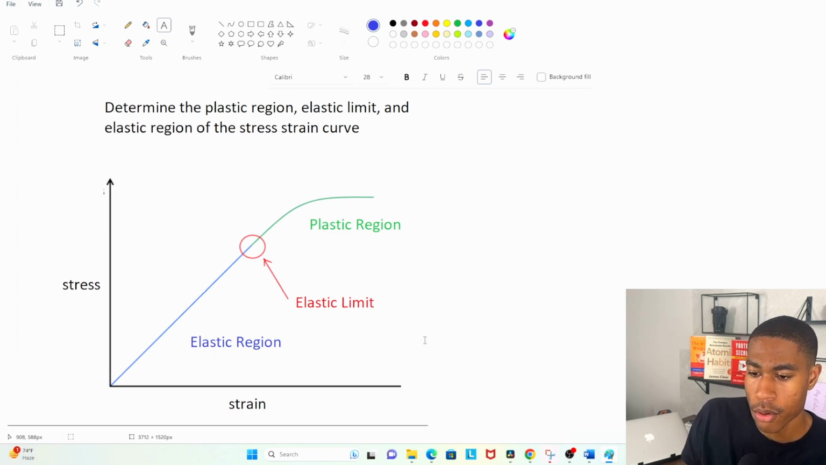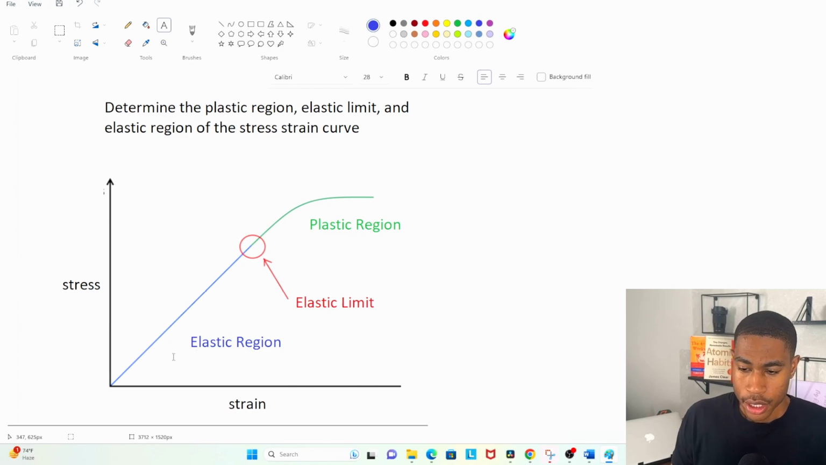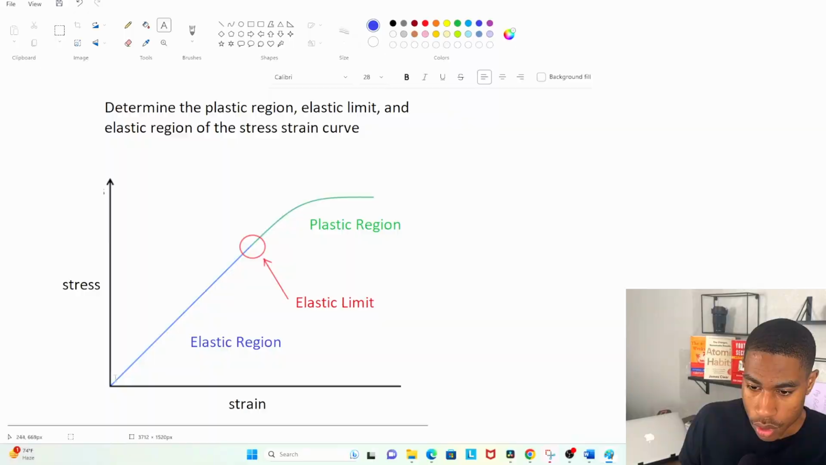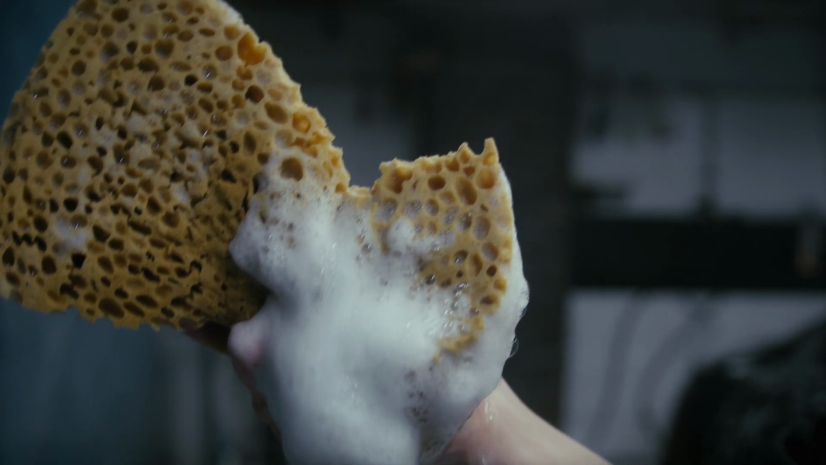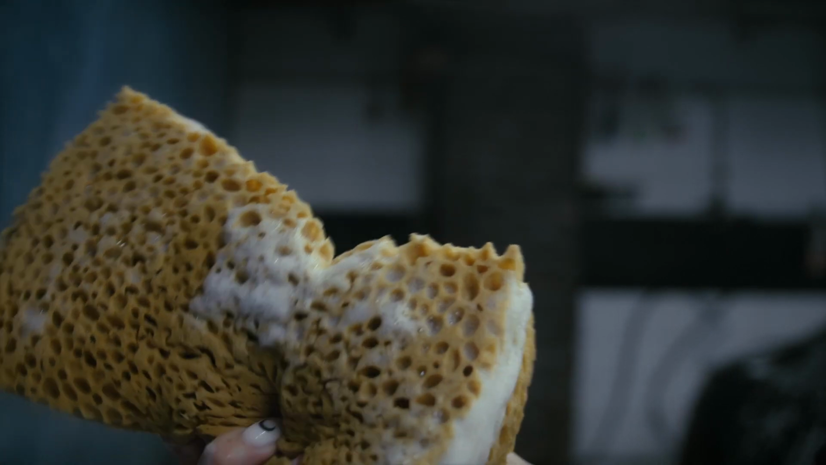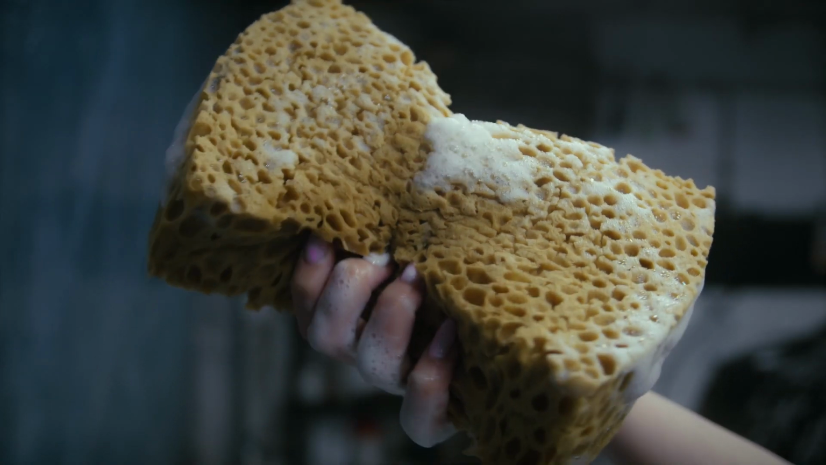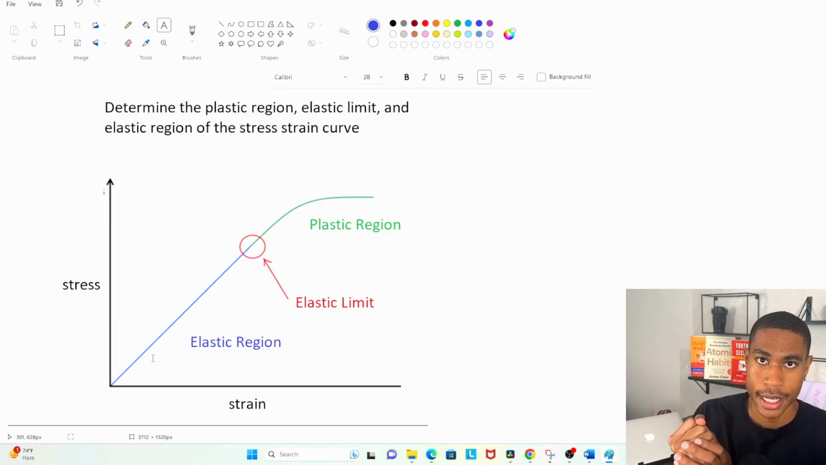Some important things to note about your elastic region, and this is dealing with deformation. Think of your elastic region similar to a sponge. If you squeeze a sponge, after all the water is gone out, you crumble it in your hands, but then once you release it, that sponge goes back to its rectangular or whatever shape that it is.